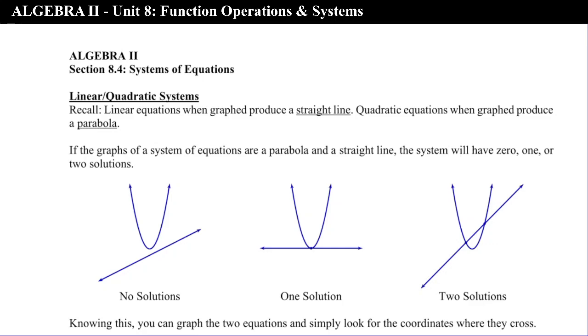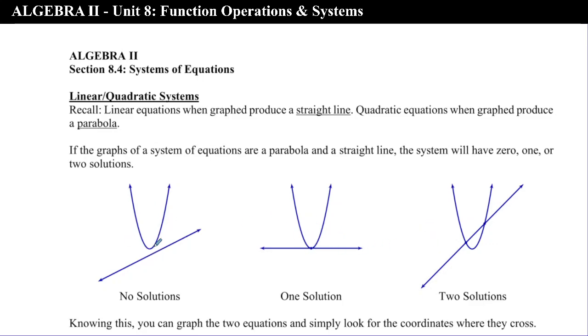So remember, linear equations when graphed produce a straight line, quadratic equations when graphed produce a parabola. If the graphs of a system of equations are a parabola and a straight line, the system will have either 0, 1, or 2 solutions. And that's an example of what all three of those would look like.